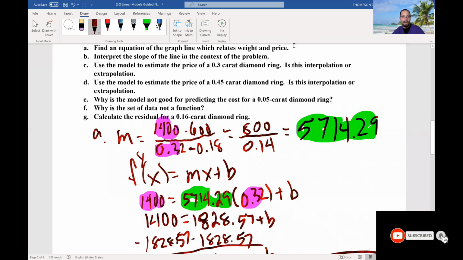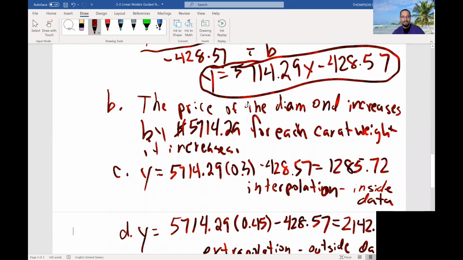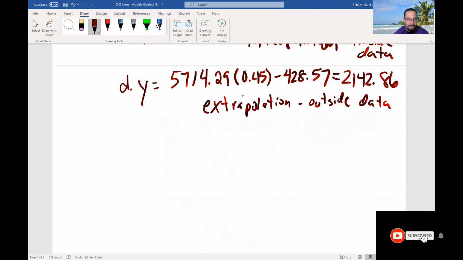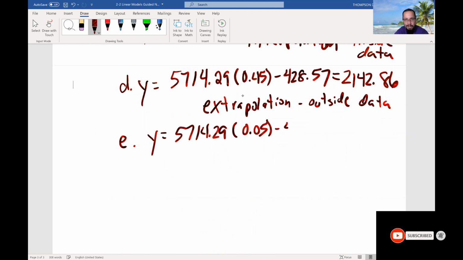Part E. Why is the model not good for predicting the cost of a 0.05 carat diamond ring? To figure that out, what we need to do is plug 0.05 into the equation and find out what we end up with. 5714.29 times 0.05 minus 428.57, and we end up with a negative number, negative 142.86.